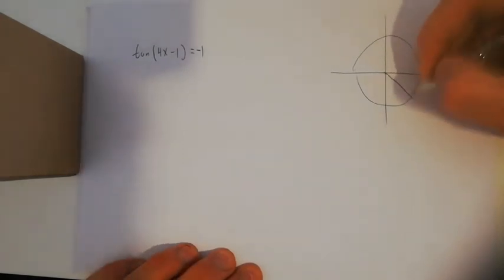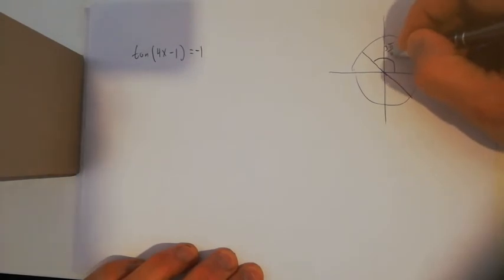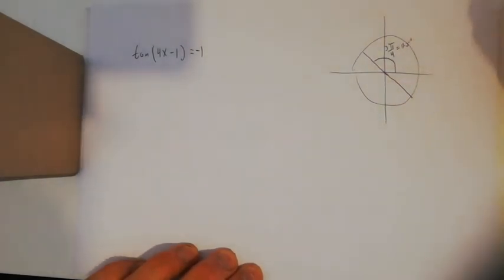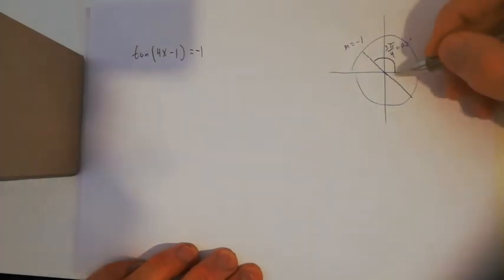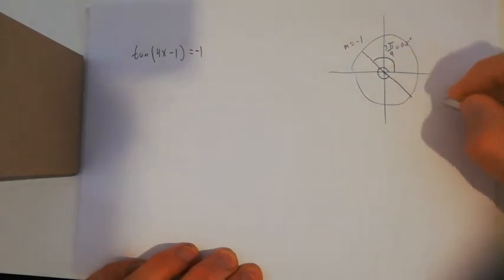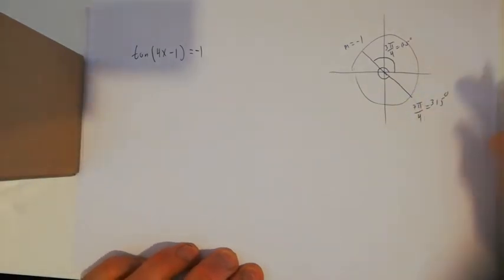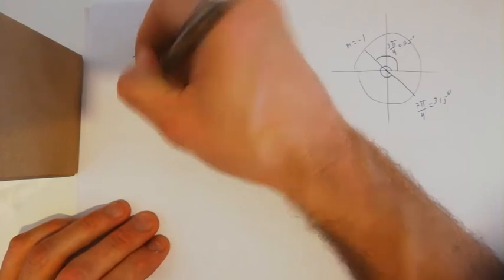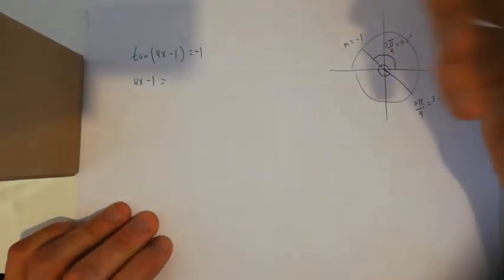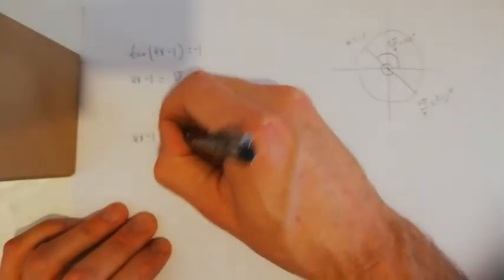The tan, of course, is the slope of this line. Therefore, this is a line whose slope is minus 1. Therefore, the angle is this one, which is 3 pi over 4, or 135 degrees. Or this angle, which of course is 315 degrees, which is 7 pi over 4, 7 times 45. Therefore, 4x minus 1, which is the angle, has to be equal to either 3 pi over 4, or 7 pi over 4.